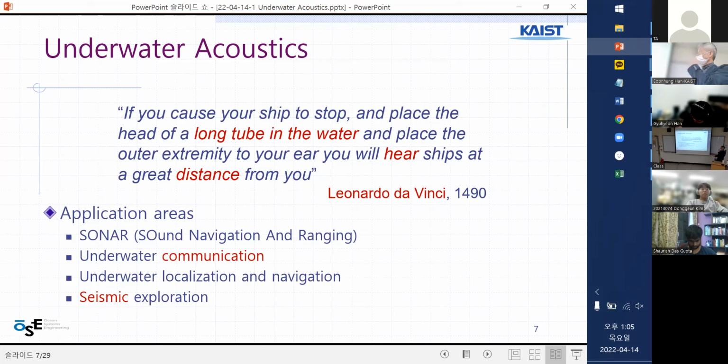So the application area of this underwater acoustics was sonar. Sonar is a short name for underwater communication using sound, and localization and navigation. Localization is pinpointing, where is it? So finding position, localization. Where am I, or where is the enemy? That is localization, by using sonar.